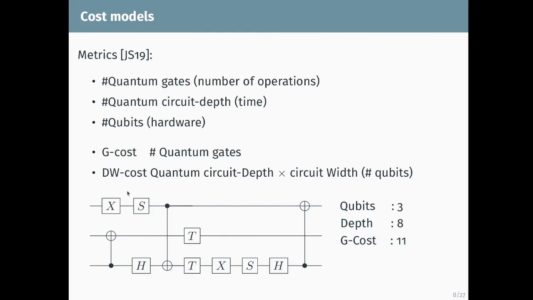The other metric we can consider is the depth-width cost, which is simply the product of the depth of the computation times the number of qubits we require. And this is designed as a rough estimate of the amount of error correction we may require. So we can consider the qubits as being idle, but they'll need some effort to maintain.